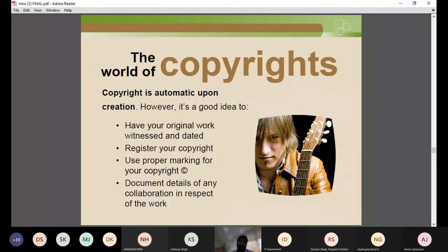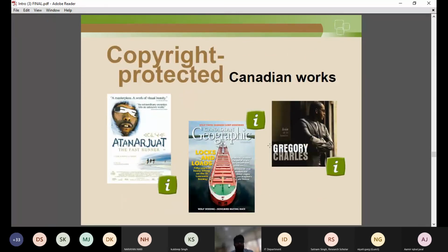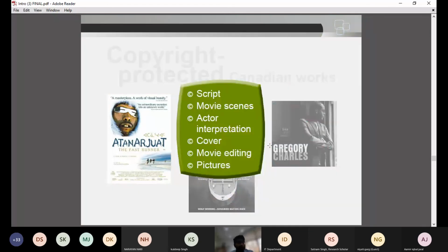Suppose you are writing a novel, a script for a movie, a book, a research paper, or making any unique presentation; all your literary work will get protection under copyright. If you have developed the lyrics of any song, or done choreographic or cinematographic work, all these kinds of works will also get protection under copyright law. For example, a few novels are given on your screen that are protected by copyright law.